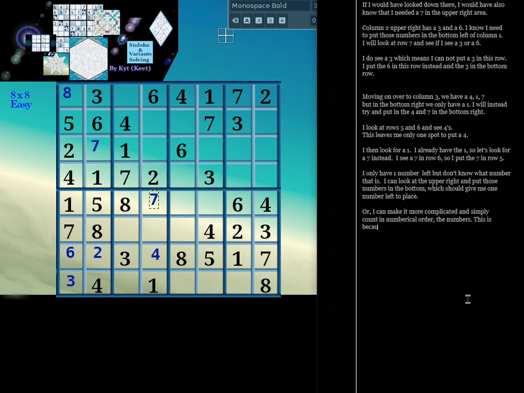This is because I know that the 6 and 2 are the only numbers that can fit in the bottom left. So I simply count 1, 2, 3, 4, 5 is missing, 6, 7, 8.